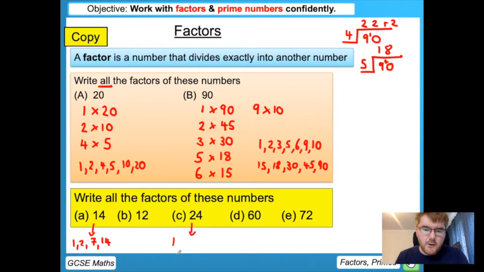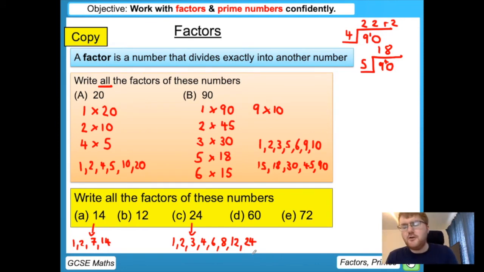24, well, we can go 1, 2, 3, because 3 times 8. 4 times 6 works, and we can then work backwards. So we get all those numbers there. So make sure you check what you've done to see that you're happy with the process we just did.